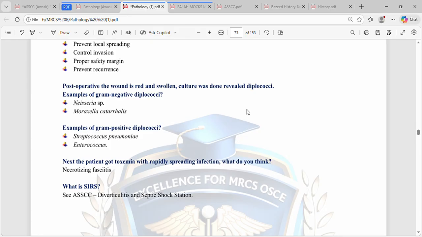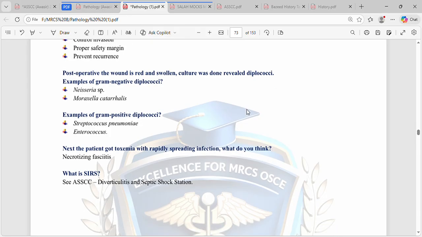Examples of gram-negative diplococci are Neisseria species and Moraxella catarrhalis. Diplococci are also gram-positive: staphylococci and streptococci are examples of gram-positive. Okay, so the above are the gram-negative diplococci, Neisseria species and Moraxella catarrhalis. And gram-positive diplococci are Staphylococcus aureus, Streptococcus pneumoniae, and Enterococcus.